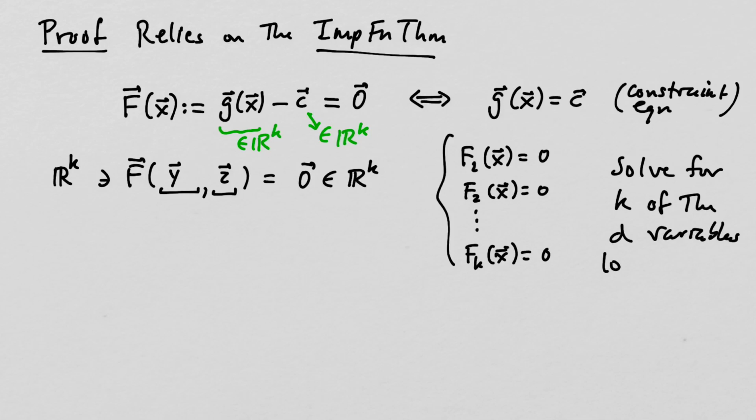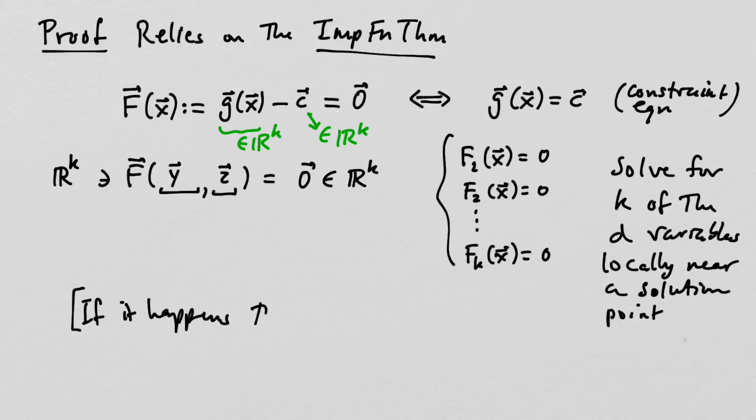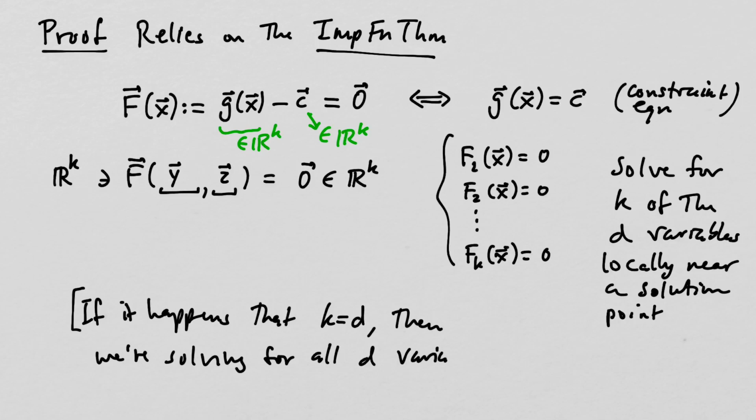And we can only expect to do it locally, near a solution point, some special solution point, because that's what the implicit function theorem helps us do. So we're going to solve for k of those variables in terms of the other d minus k. Now notice what that means when d is equal to k. Let's make a little note: if it so happens that k equals d, then we're solving for all d of the variables locally, near a particular point. So then there are no parameters left.